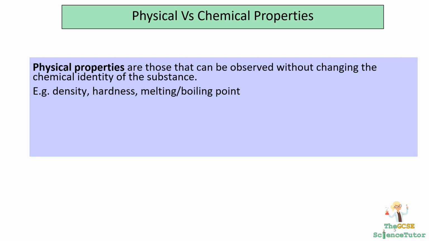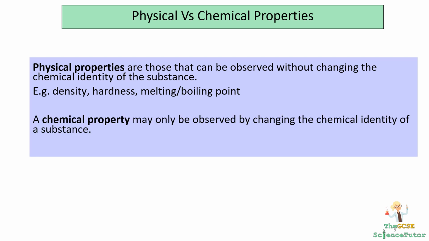However, a chemical property can only be observed by changing the chemical identity of a substance, i.e. when undergoing a chemical reaction. For example, flammability, you must set a light to the substance. Reactivity, you must react it with something, or its use as a catalyst, again, that's within a chemical reaction. So that is a chemical property.